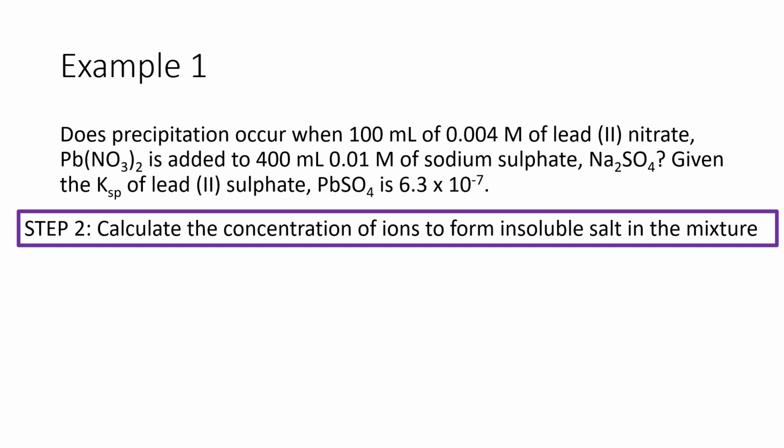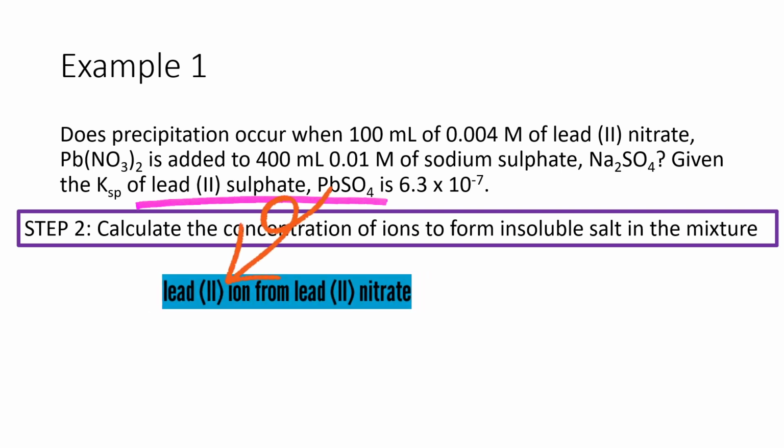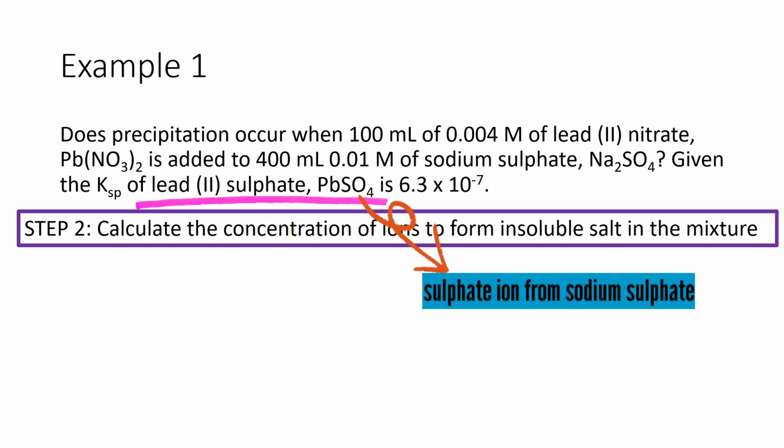So in this question, the insoluble salt is lead-2 sulfate. Therefore, the ions involved will be the lead-2 ion, which comes from the lead-2 nitrate solution, and also the sulfate ion, which comes from the sodium sulfate solution.